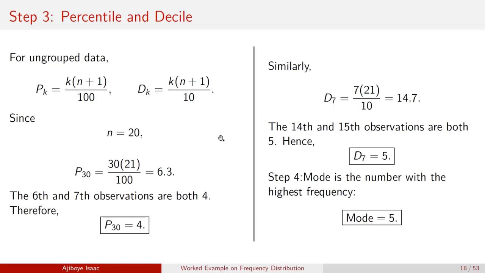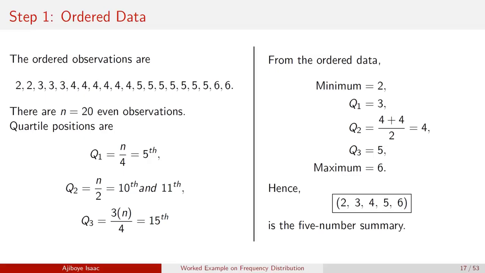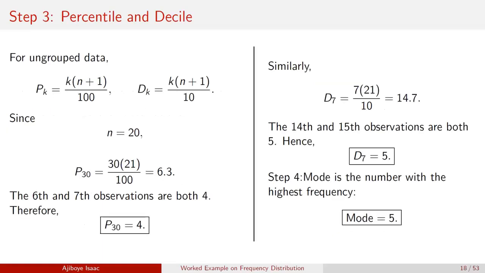Similarly, the 7th decile gives us 7 into bracket 20 plus 1 over 10, and that gives us 14.7. Therefore, the 7th decile is the 14th and the 15th observation, and both of them are 5. Therefore, our 7th decile is 5. The mode is the number with the highest frequency, and if you go back to the data, we'll notice that our mode is 5, having the highest frequency of 7.